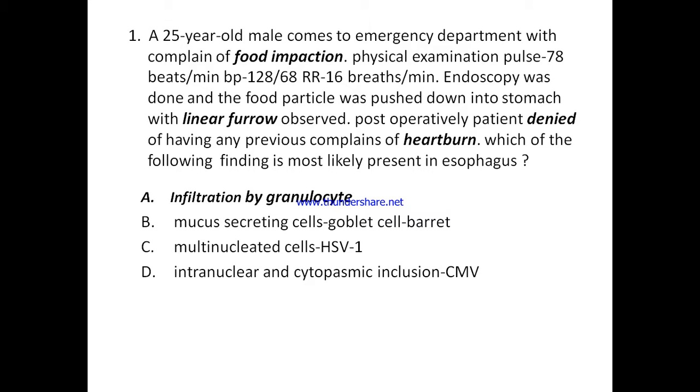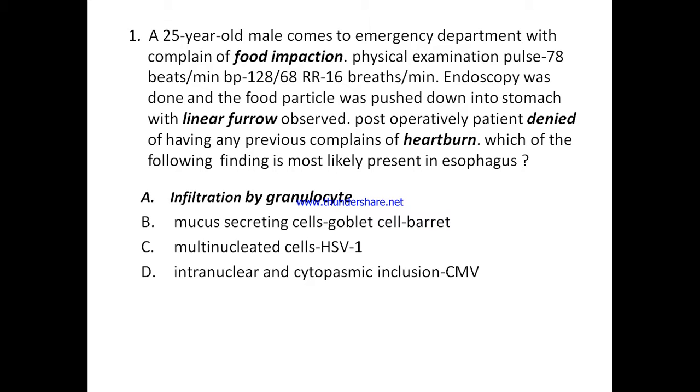B. Mucus secreting cells. Do you think this guy might have his distal esophageal lining replaced by mucus secreting cells like goblet cells? No, because he denied having any previous complaints of heartburn. So this option is not likely the right answer. Now what's Barrett's esophagus? You must know this: it's an intestinal metaplasia present in the distal junction of the esophagus, right?